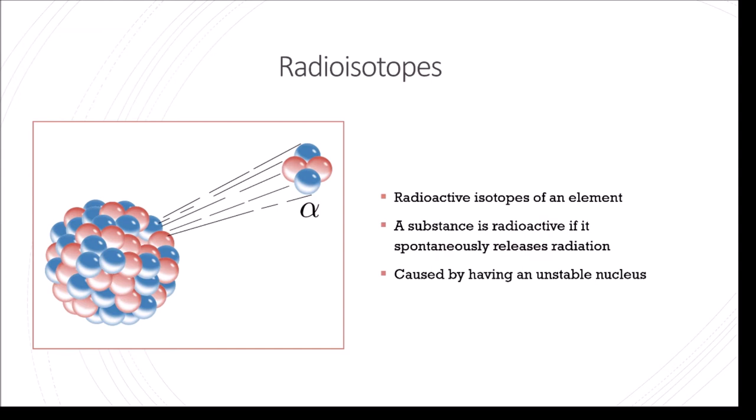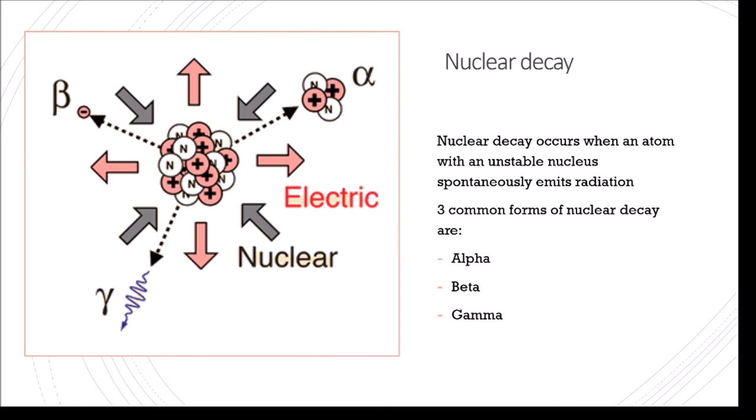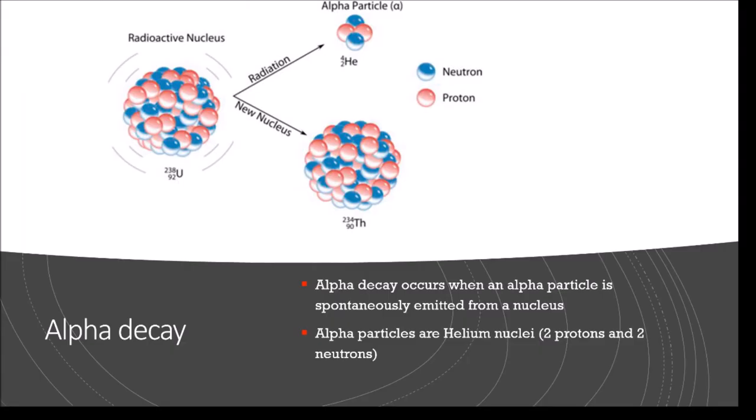Radioisotopes are radioactive isotopes of an element. A substance is radioactive if it spontaneously releases radiation, and it spontaneously releases radiation because the nucleus is unstable. Nuclear decay. Nuclear decay occurs when an atom with an unstable nucleus spontaneously emits radiation. Three common forms of nuclear decay include alpha, beta, and gamma.